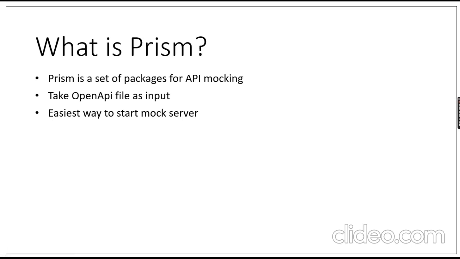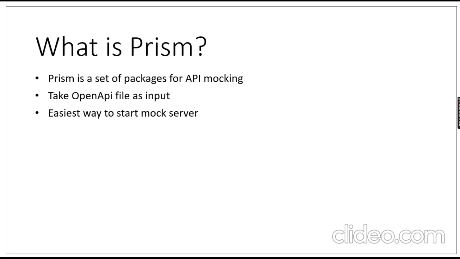So what is Prism? Prism is a tool, or you can say a set of packages, for mocking the API. With the help of the Prism tool, you can create your own mock server. And what does it take as an input to start your mock server? It takes your OpenAPI file.